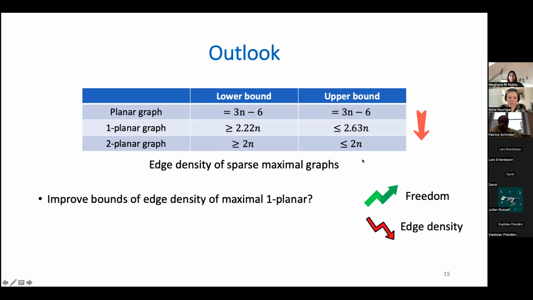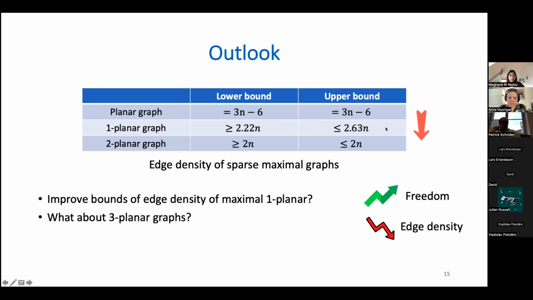And to end, the first obvious question is, can we improve the bounds on the edge density of maximal 1-planar graphs? Because it's 2.2n and 2.6n. Can we use the same approach that we did for 2-planar graphs and improve these bounds? This is something that we're currently working on.